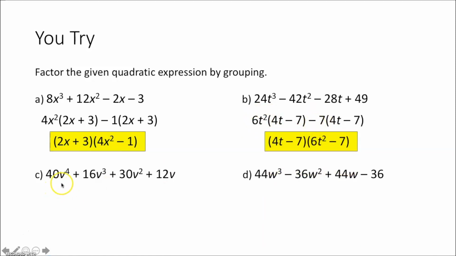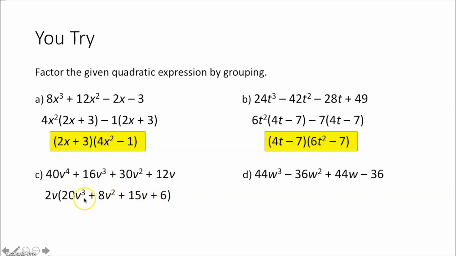Down here, is there a GCF we can take out right at the beginning? Yeah, each of these terms has a v, and each of these terms has a 2 we can take out. So we take 2v, put it on the outside of a set of parentheses, and on the inside, we divide each of these terms by 2v. Perfect. Now we can move on to factor by grouping.